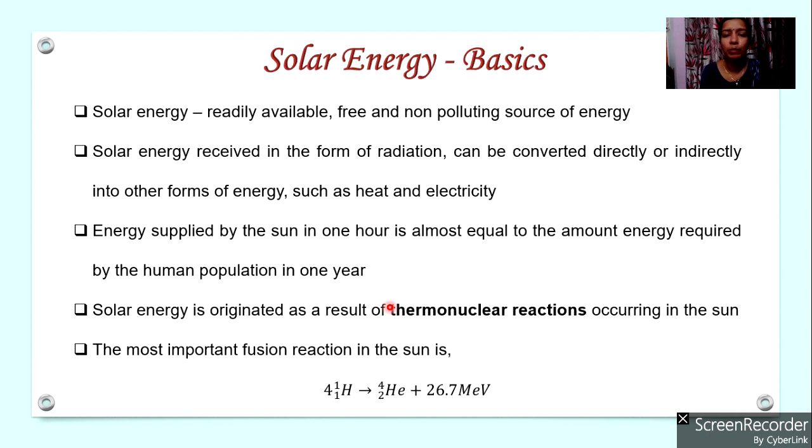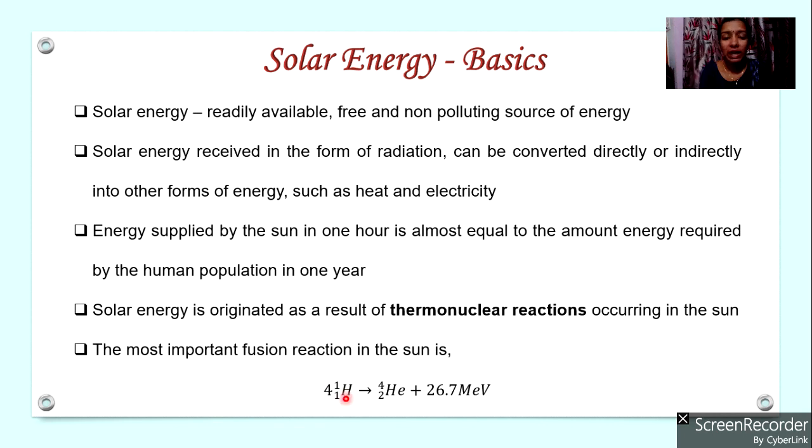So we have heard about it. In the sun, thermal energy is released as a result of nuclear fusion reaction. So various thermonuclear reactions occur in the sun, which is mainly the nuclear fusion reaction. That reaction is given here. Several fusion reactions take place in the sun, but the most identified fusion reaction in the sun is given here.